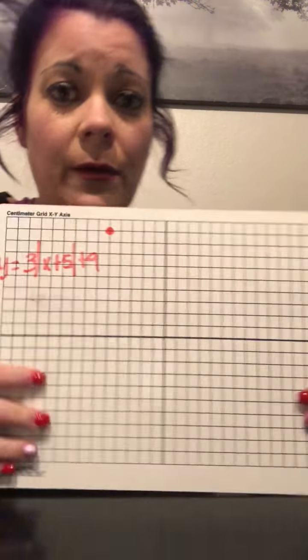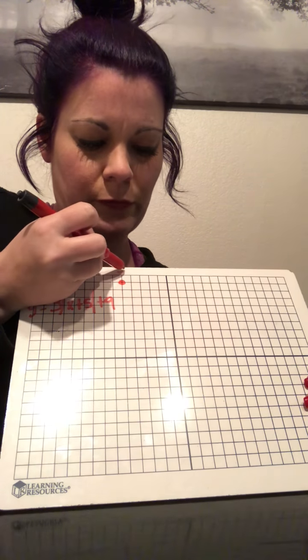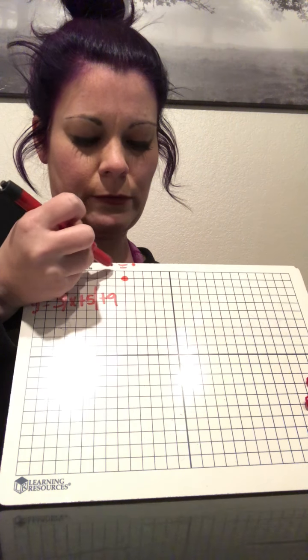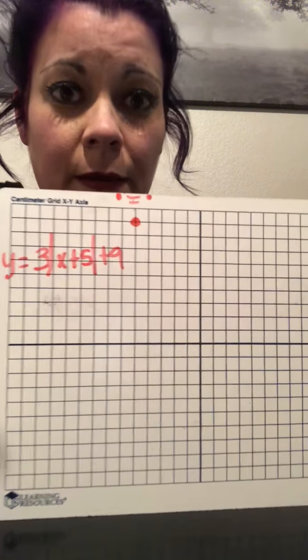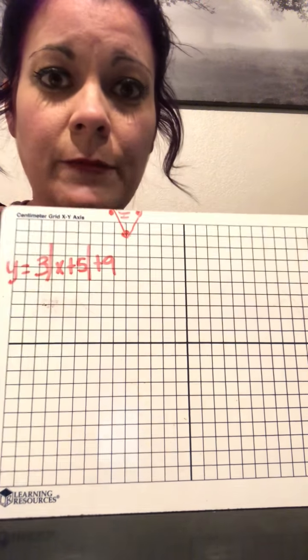Let me write this down. Oh, that's not right. Sorry. So y equals 3|x + 5| + 9. Now we have to do the slope of 3. So we go up 3 over 1, up 3 over 1. I'm sorry, I just made lines. And then that would be our graph.